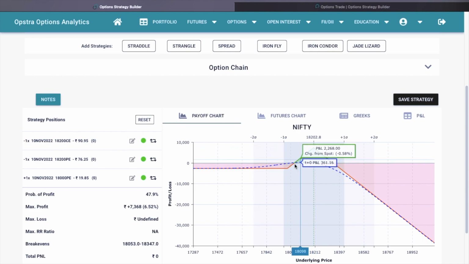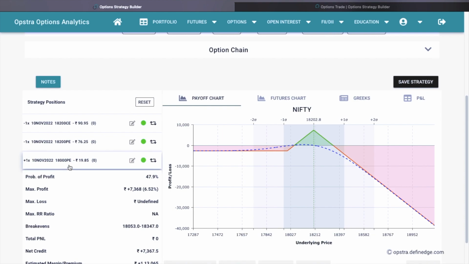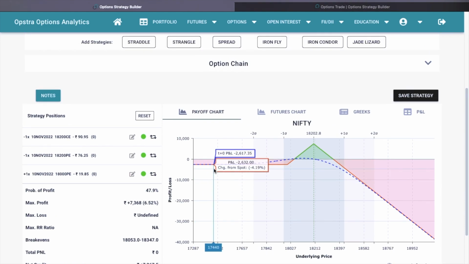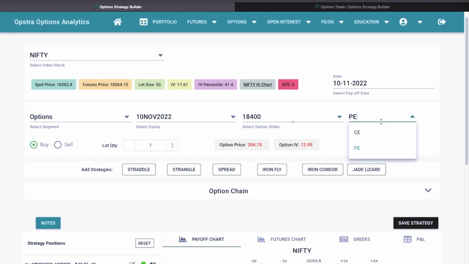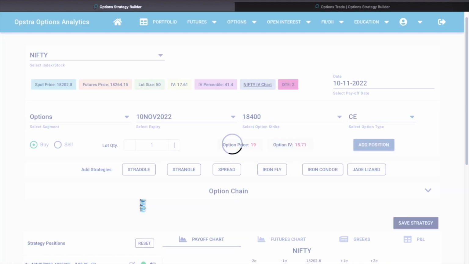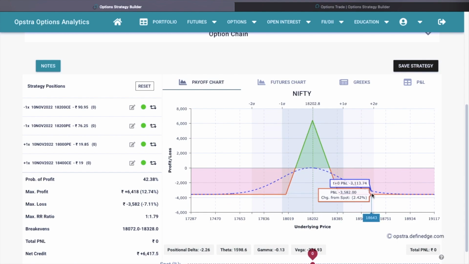If Nifty starts falling from opening tomorrow, even if it falls 1,000 points, my loss will be limited since I have bought a hedge position at 18,000. Similarly, on the upside, we will buy the strike 200 points away, the 18,400 CE option. So on the upside also I have limited my loss to a maximum of 3,500.